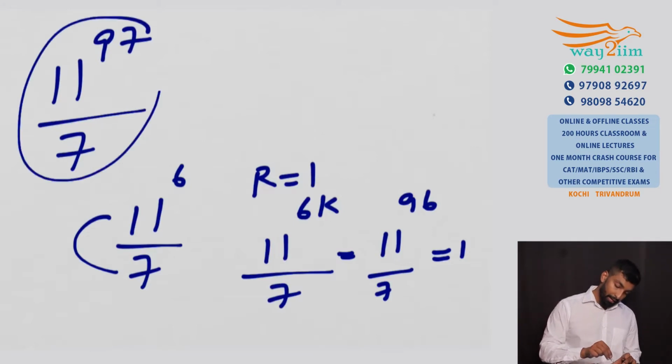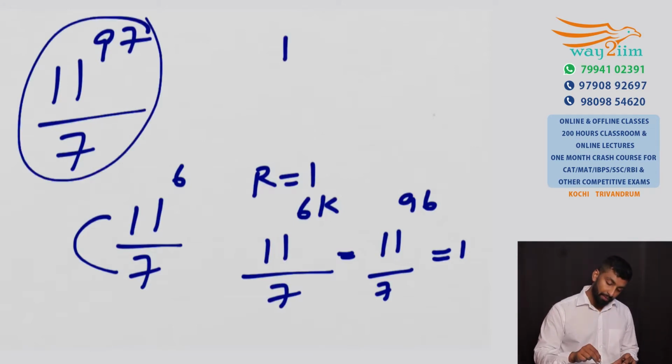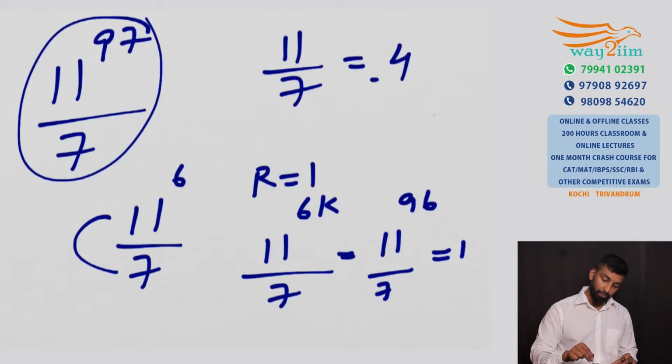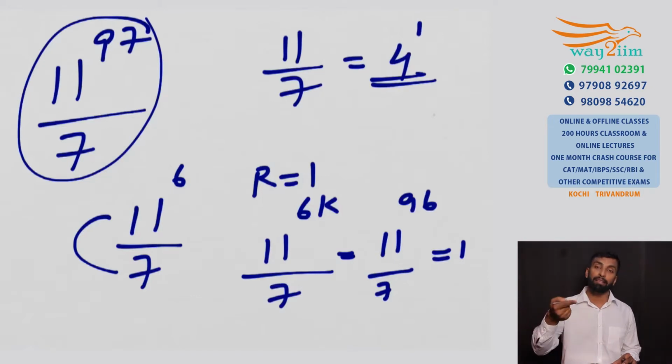So up to 11 raised to 96 is covered. What is left out? 11 by 7 is left out. What is the remainder? 4. And that's what we are finding. 11 by 7 is what we are finding in the first step. And in the second step we are finding how many such 11s are there. How many such 11 by 7s are there.